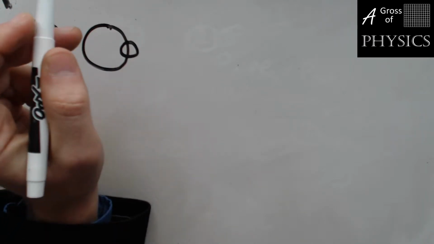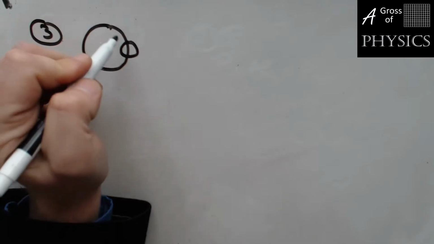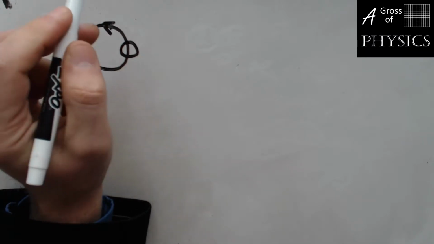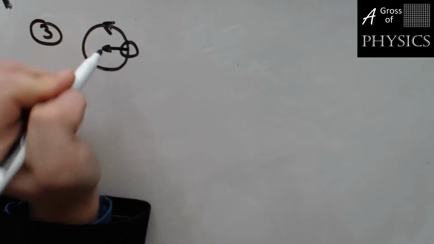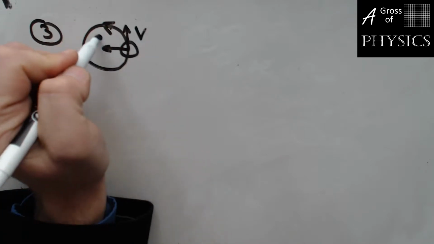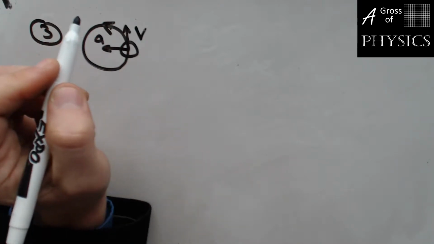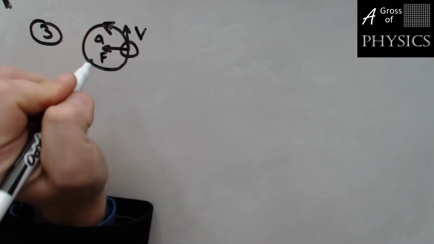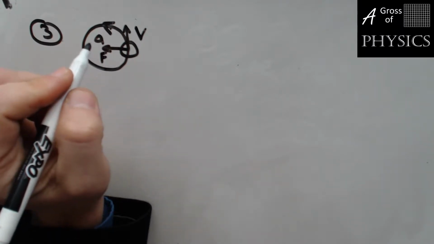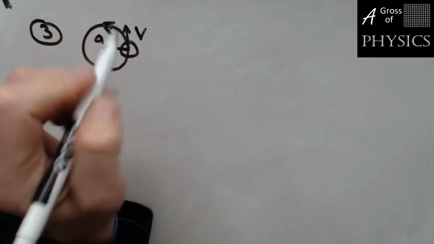Question 3. We have an object moving counterclockwise, and at the point it's shown, so it's moving this way, what is the direction of the centripetal acceleration, which is inward, and the velocity, which is tangent? So V and A. And since we're talking about centripetal force, that's also the direction of the force. So inward and up, choice 2.